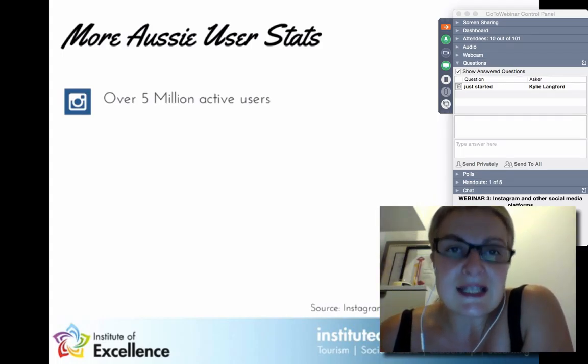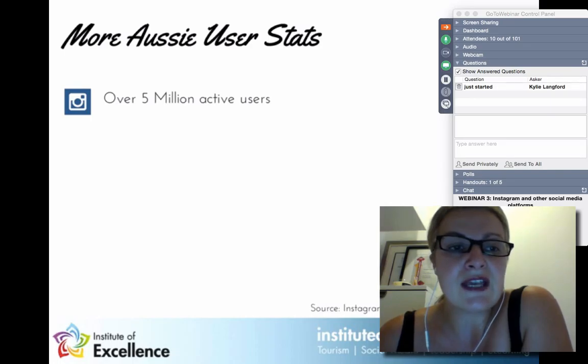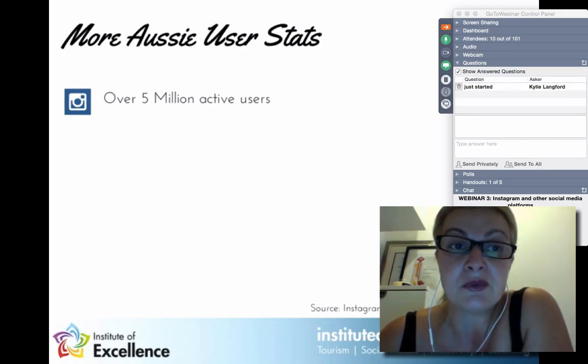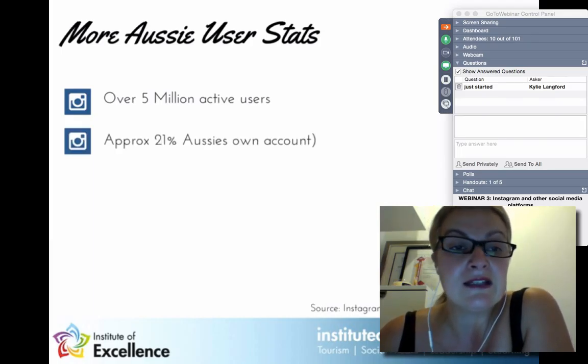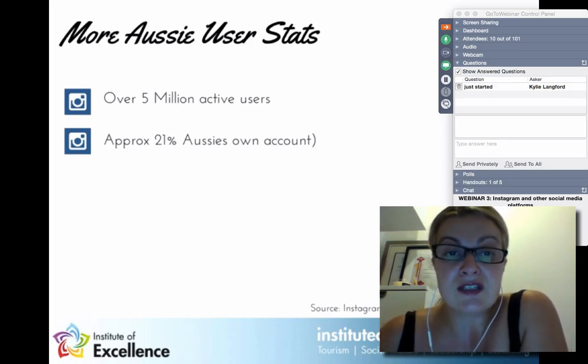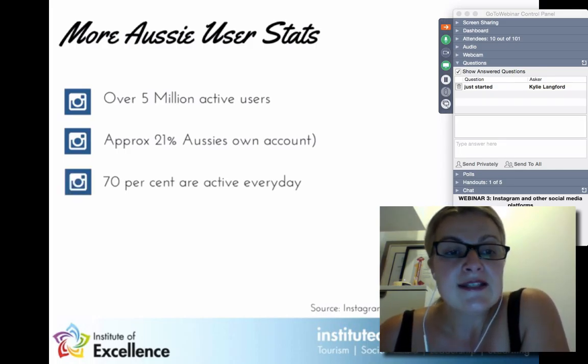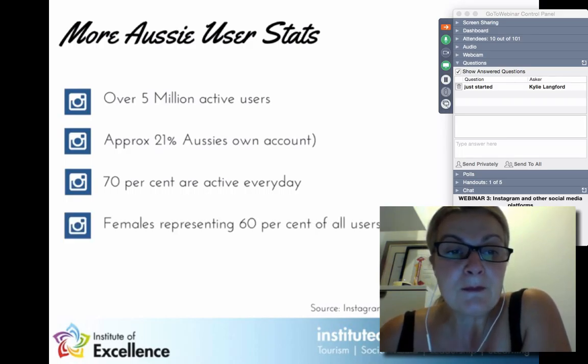So some more stats about the target markets of who's hanging out here. Over 5 million active users in Australia. So it's not quite the 15 million active users of Facebook, but it's still a significant amount of people hanging out on Instagram. Approximately 21% of Aussies own an account. 70% of these are active every day.